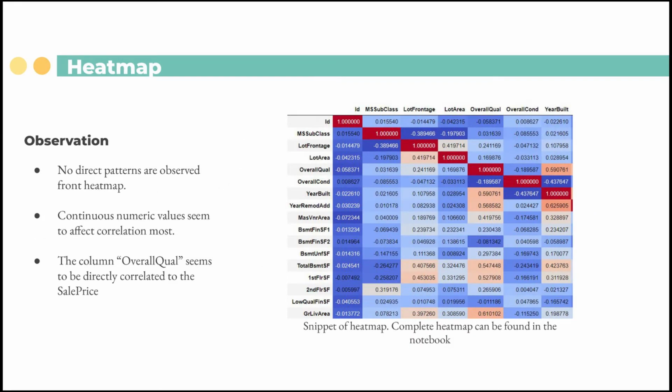Next, we have plotted our heat map. This is just a snippet of the heat map. The complete one can be found in the notebook. From this we can observe that there is no direct pattern observed here. Secondly, continuous numeric values seem to affect the correlation between two variables. Also, the column overall quality is directly correlated to the target, that is our sale price, with a value of around 0.795437.